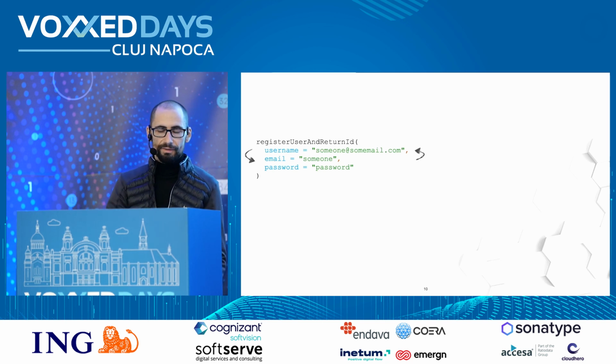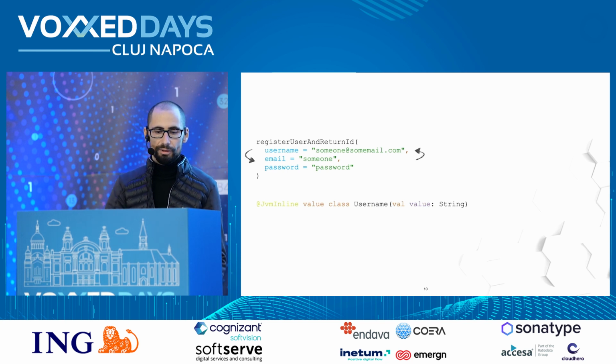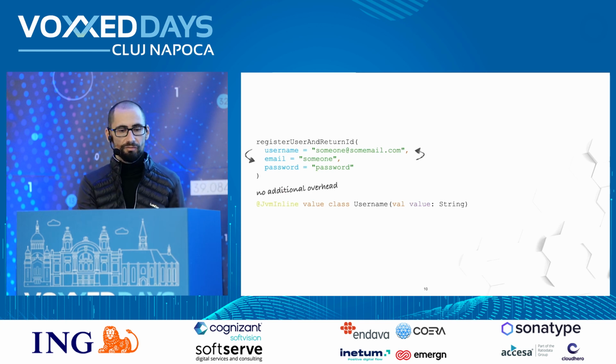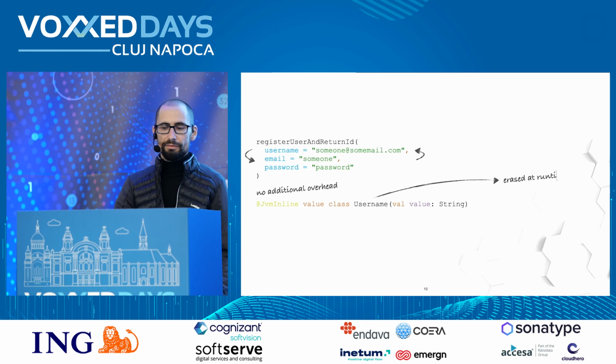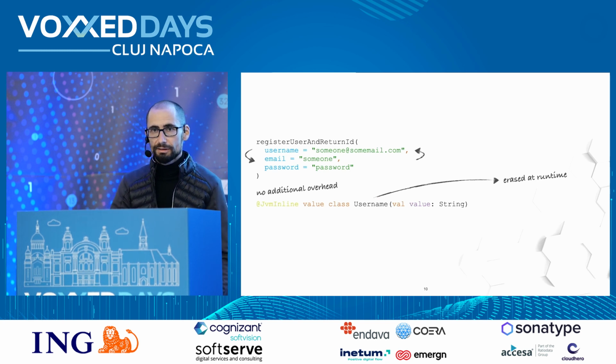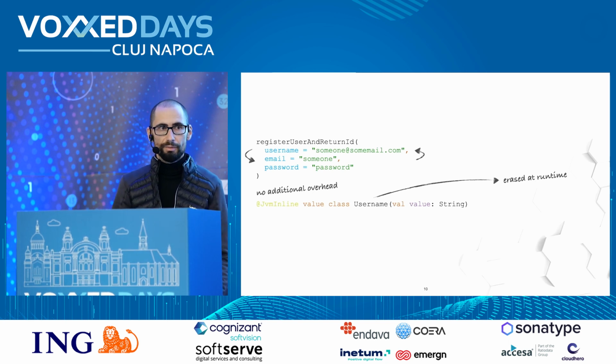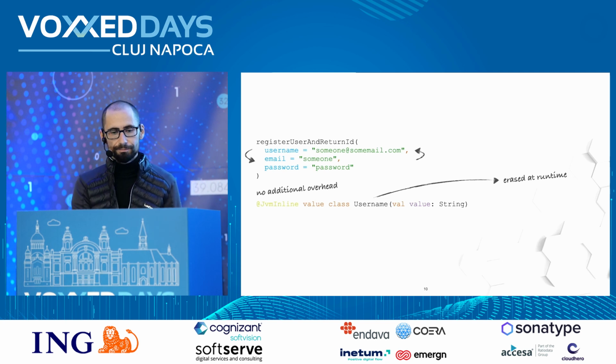So we can use something from Kotlin, which are called value classes. And value classes were specifically designed for things like this to help us wrap primitive types inside domain types. And this is very good because it doesn't bring any additional overhead. And it's also erased at runtime. So at runtime, you won't have usernames and emails and so on. You have strings, but that's after the compilation, after the compiler made sure that you're not passing the invalid types.